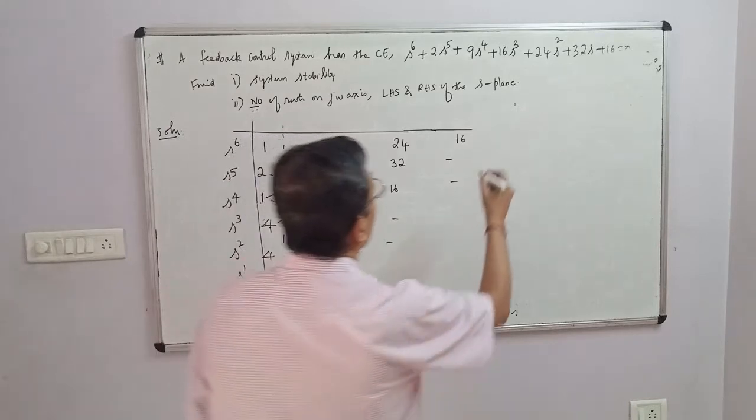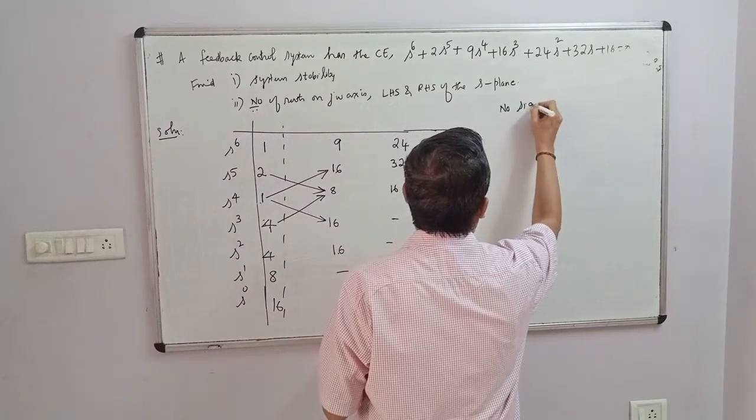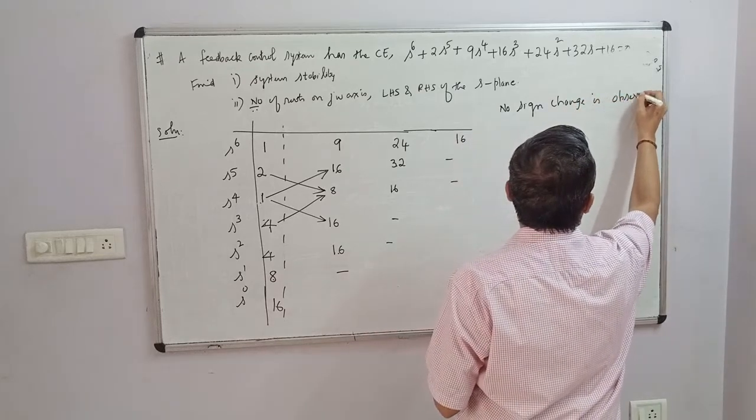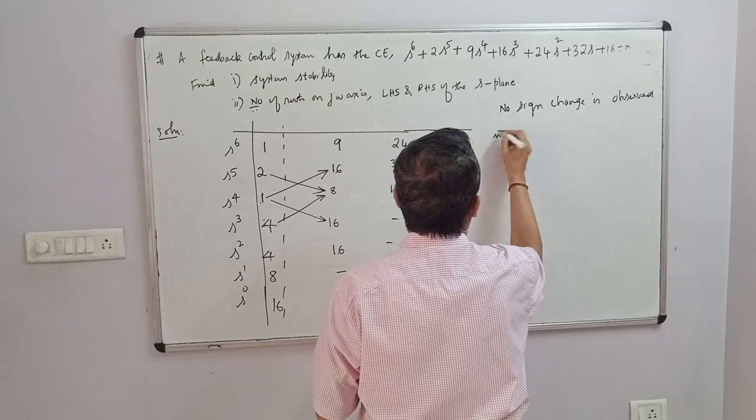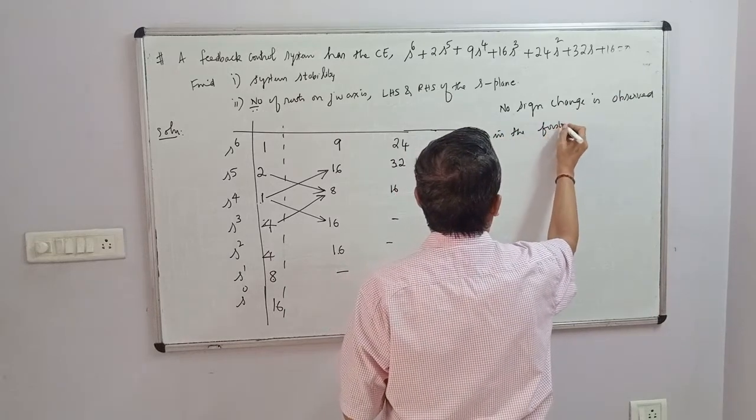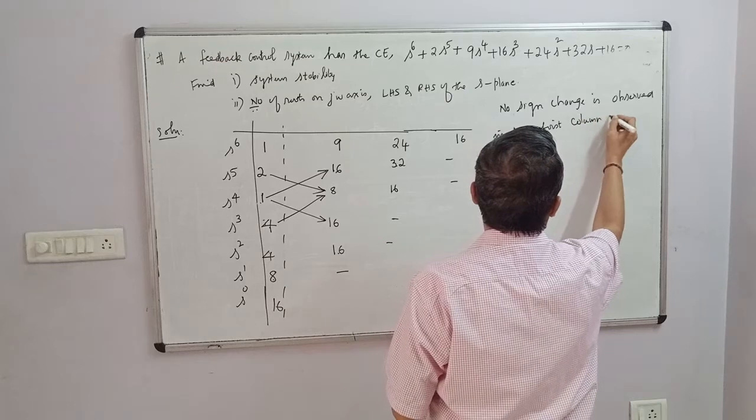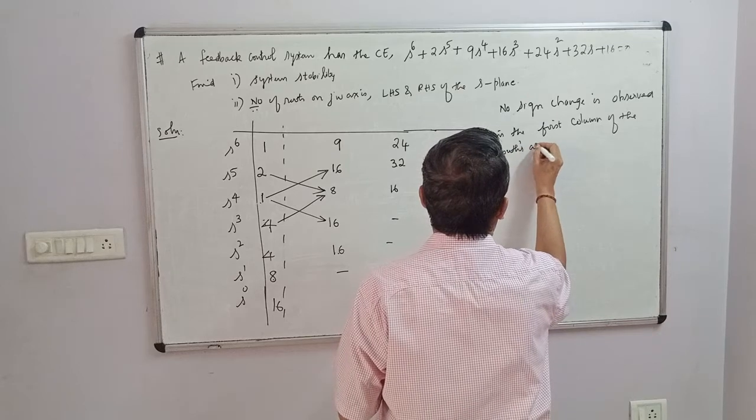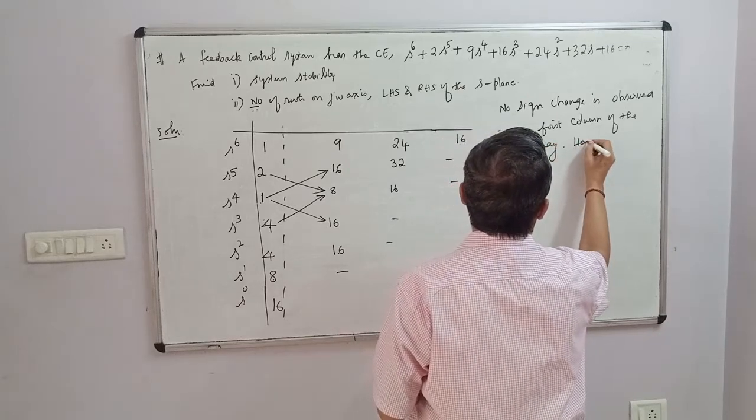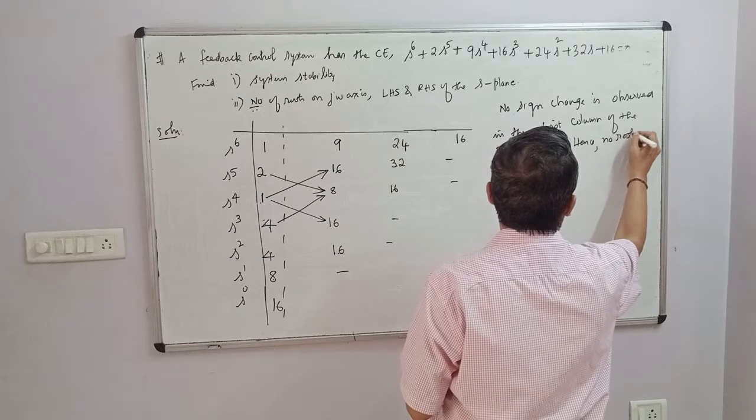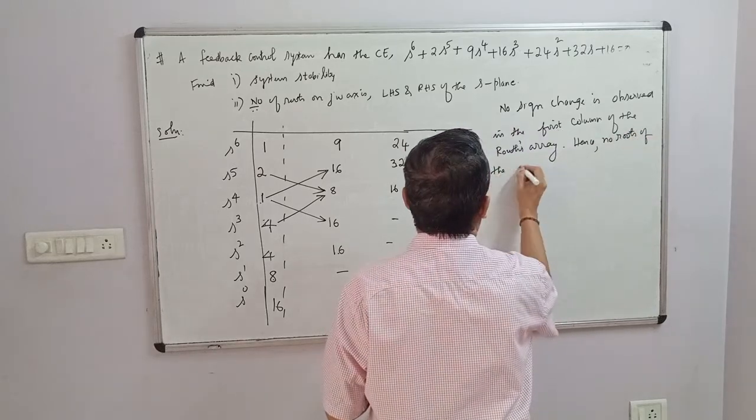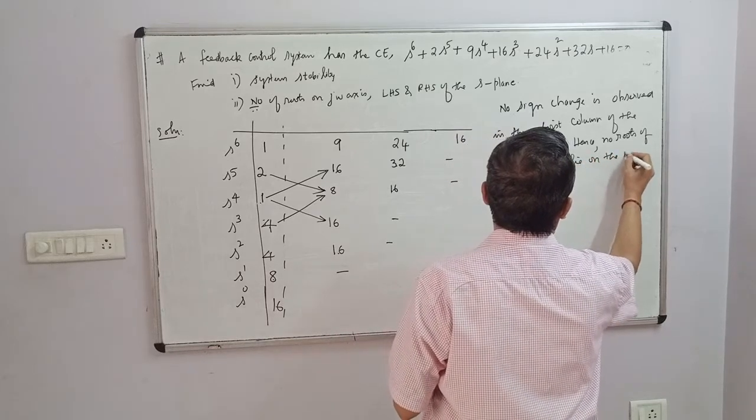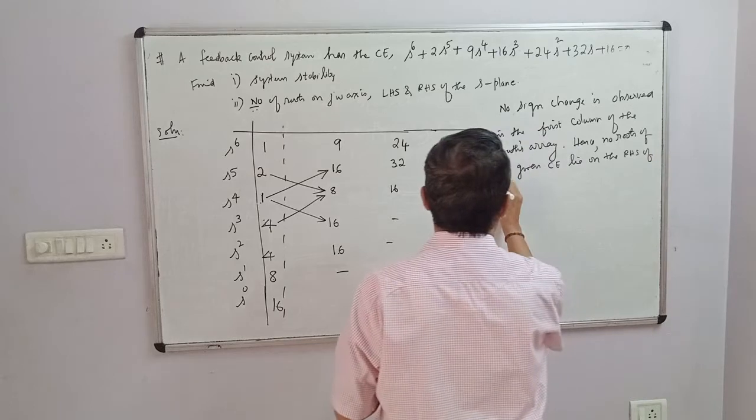Situation is like this. No sign change is observed in the first column of the Routh array. Hence, no roots of the given characteristic equation lie on the right hand side of the S plane.